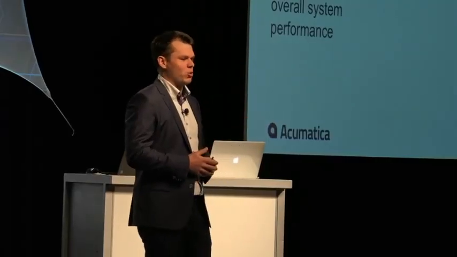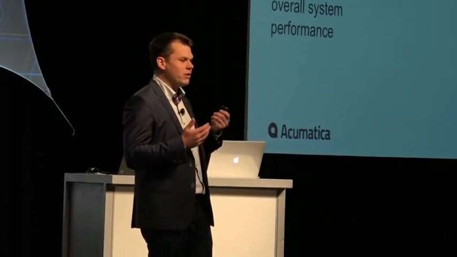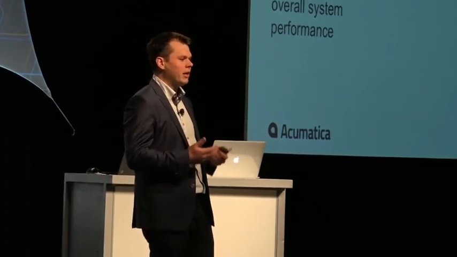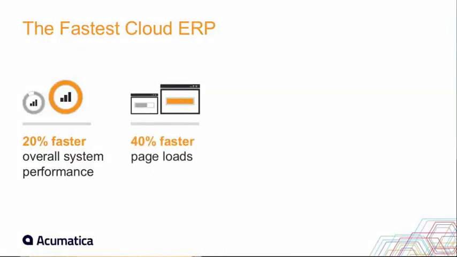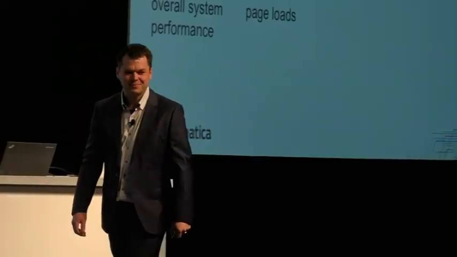Next item is page loads. Acumatica is already very fast, but we've made it lightning quick in 5.3. For page loads, we're talking about a 40% increase in performance. And lastly, we've also made specific improvements in areas like sales order processing, distribution, and inventory. And we really focused and spent a lot of time improving these areas.